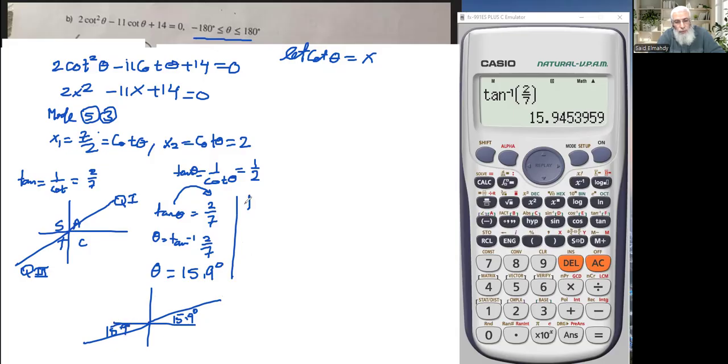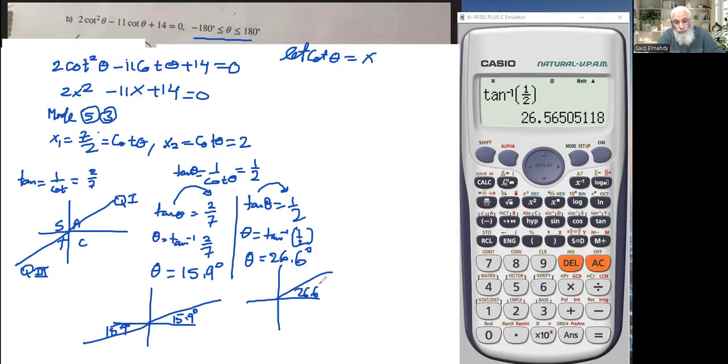And this one, tan theta equals 1/2. So move this tan to the other side. So theta is inverse tan of 1/2. So theta equals what? Inverse tan of 1/2 is 26.6. Theta equals 26.6 degrees. So this will be 26.6 here, and 26.6 here.